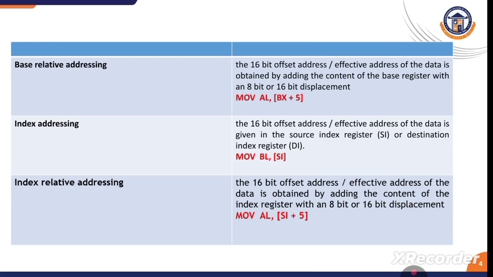Next is index relative addressing. The 16-bit offset address or effective address of the data is obtained by adding the content of the index register along with an 8-bit or 16-bit displacement. First, for plain index addressing we put MOV AL, SI. In index relative, we put MOV AL, SI plus 5. SI indicates source index.